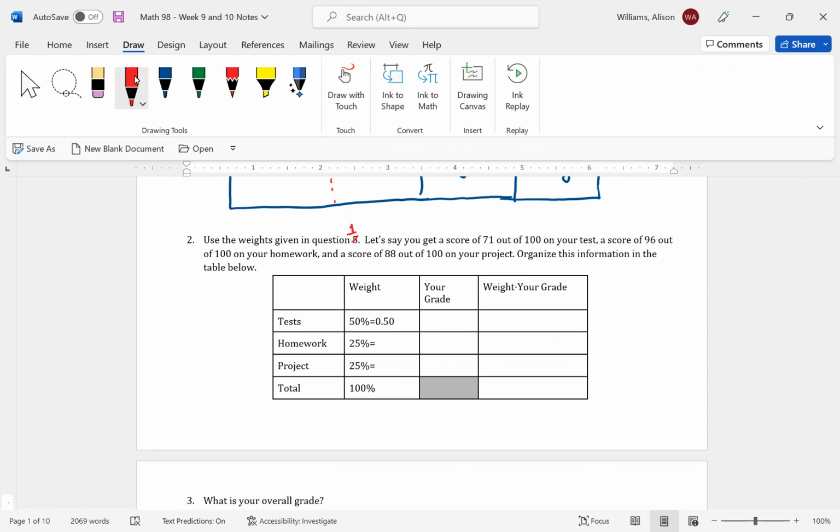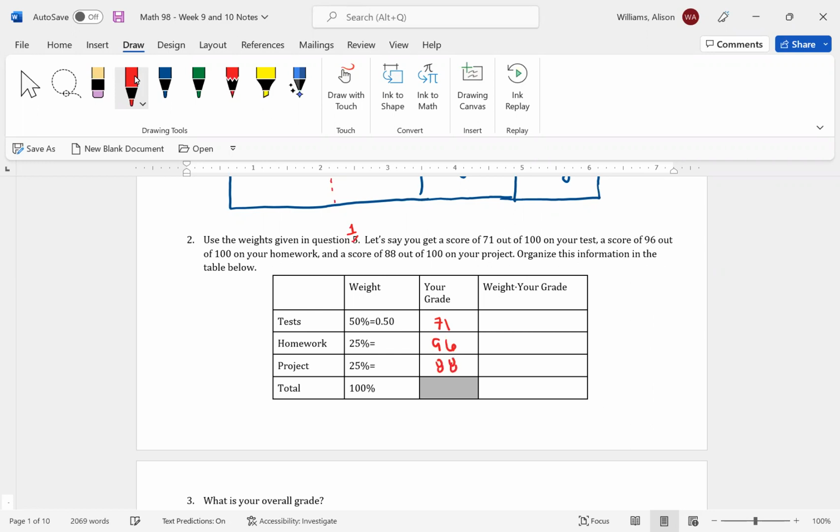Let's say you get a score of 71 out of 100 on your test, a score of 96 out of 100 on your homework, and a score of 88 out of 100 on your project. Let's organize the information in the table below. So the grade you earned is 71 for tests, 96 for the homework, and 88 on the project.